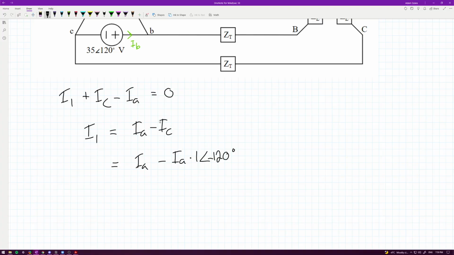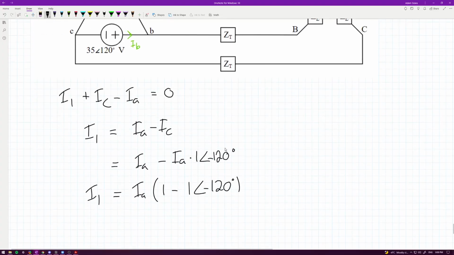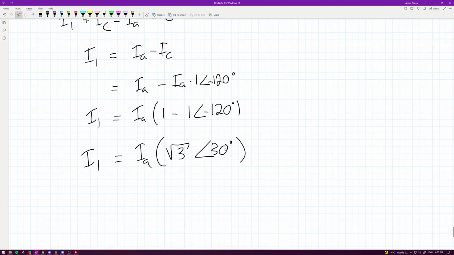And once again, I can just do this, and this is because IC is behind IA by 120 degrees. So this will let me find IA. This is going to be a nice method to find IA here. So 1 minus 1 to an angle negative 120 is going to give me IA times root 3 to an angle positive 30 this time, equals I1. And now to solve for IA, I'm just going to bring everything to the other side. This is going to be I1 over root 3 to an angle negative 30 equals IA.